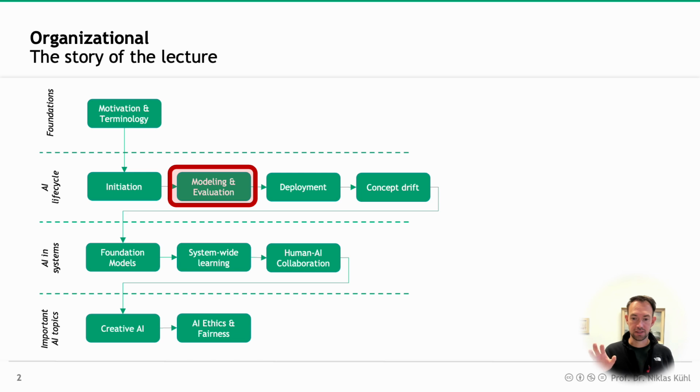And once those models are done and evaluated, next steps are the deployment, countering concept drift, and then we can finally move into the level of AI within systems, within value chains.